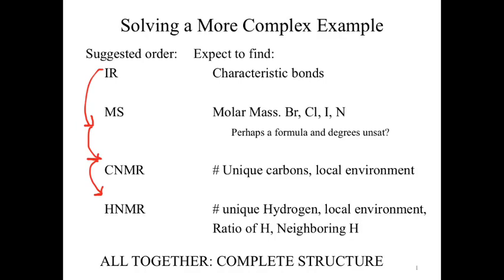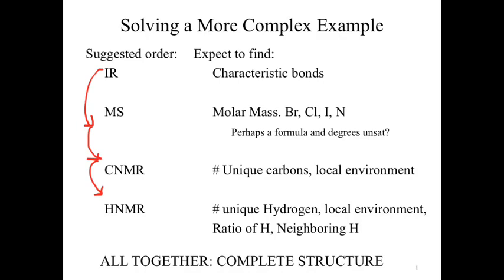For the mass spec, we expect to find the molar mass, and then identify if bromine, chlorine, iodine, or an odd number of nitrogens are present. And then perhaps, if we want to push further, which we will in this video, find a formula and the degrees of unsaturation. We can then move into the carbon NMR, which is actually probably a little bit easier than the mass spec. We want to identify the number of unique carbons and their rough local environment. You could potentially get a little bit more out of carbon NMR, particularly if you use different carbon techniques, but that's all I expect you to get.